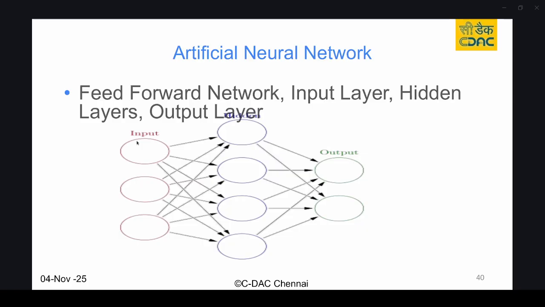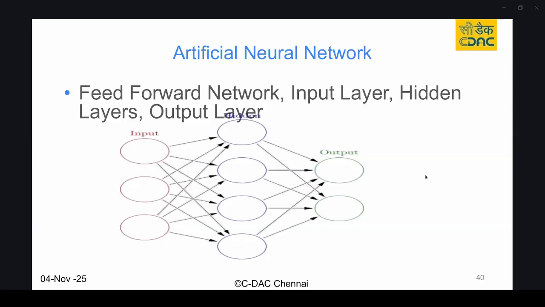If I can have multiple such neurons connected to each other, then I can make an artificial neural network. So this neural network has three neurons in the input layer, four neurons in the hidden layer, and two neurons in the output layer.